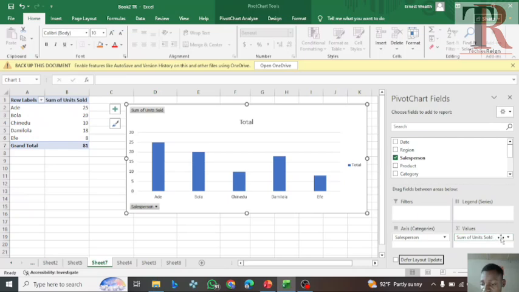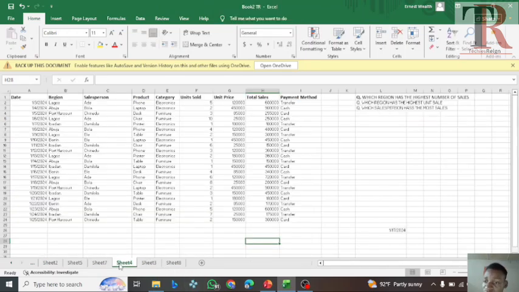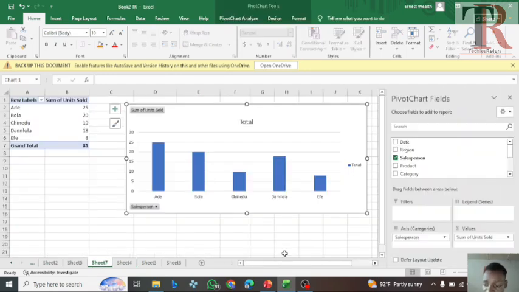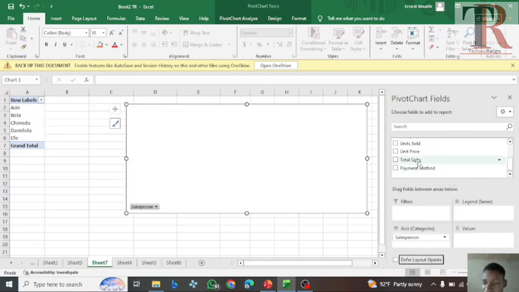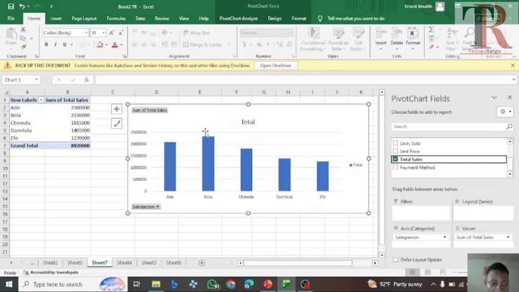And this is the sum of units sold, but we are not looking for sum of units sold. We are looking for who has the most sales. Who sold the most? Now there are two ways to find out who sold the most. According to sum of units sold, Ade sold the most units. Now, but in total sales, if you remove this from the field and put total sales, you can see that Bola definitely has the most.